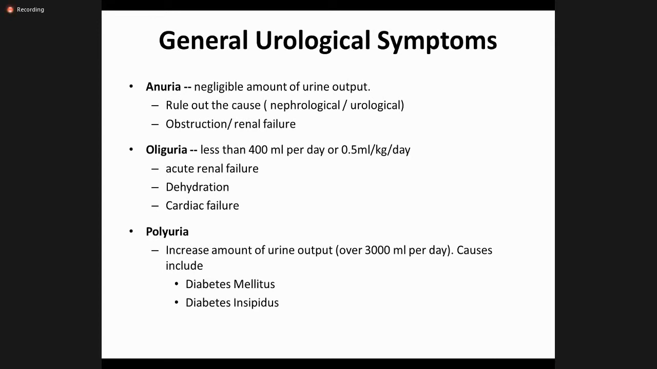failure, which causes anuria. Now, coming to oliguria, oliguria means less than 400 ml per day or 0.5 ml per kg per day in adults. Oliguria can be due to acute renal failure, dehydration, and cardiac failure. Now, coming to polyuria, polyuria means increased urinary output over 3 liters or 3000 ml per day. Causes include diabetes mellitus and diabetes insipidus.